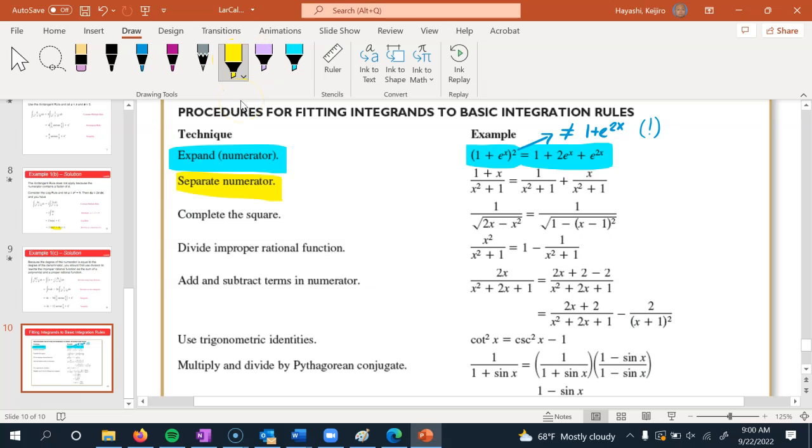Another technique is to separate a numerator. Now, don't try to separate a denominator. You can't do that. But you can totally separate a numerator if there are multiple terms in your numerator. Just set each of the terms over the shared denominator.